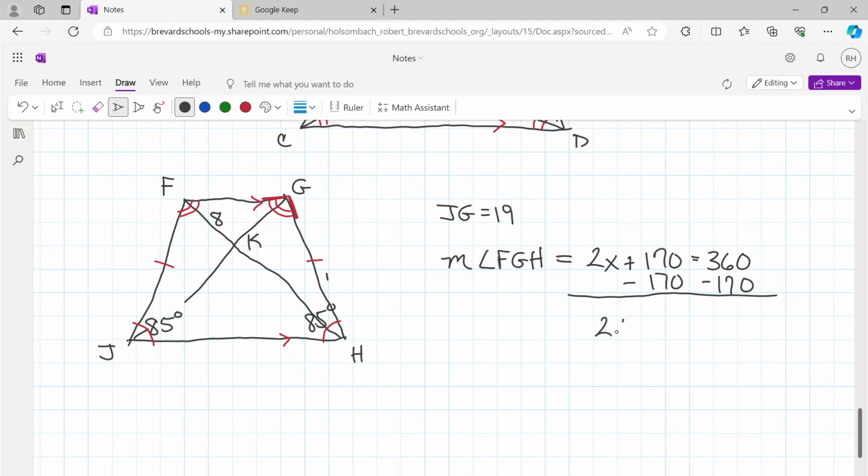And 2x is equal to 360 minus 170, which is 190. And then we're going to divide both sides by 2. And our x is equal to 95 degrees. All right, so the measure of angle FGH is 95 degrees.